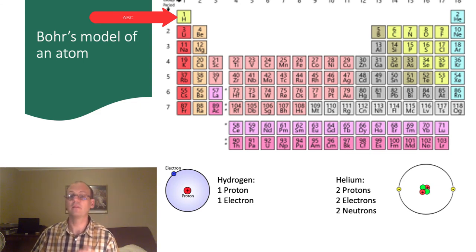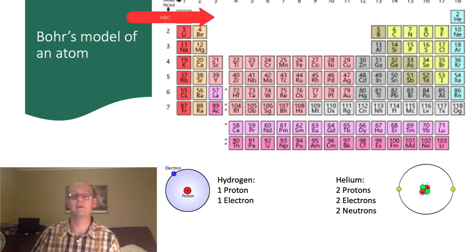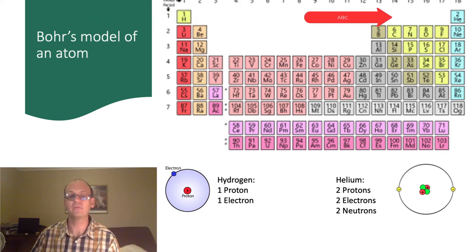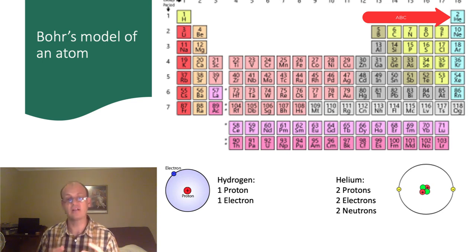If we move from the left to the right in the periodic table, we get to the end of the row with helium. This shows us that the first electron shell is full when it has two electrons, as we can't go further to the right in the table.